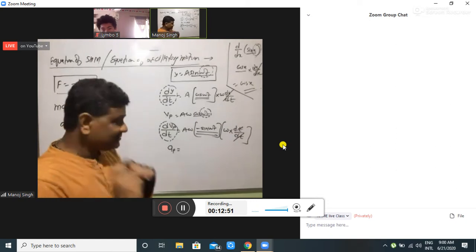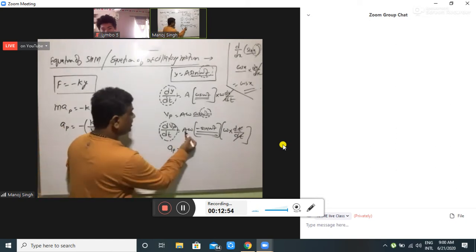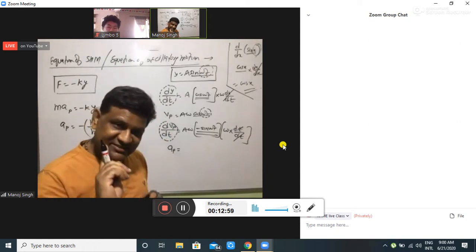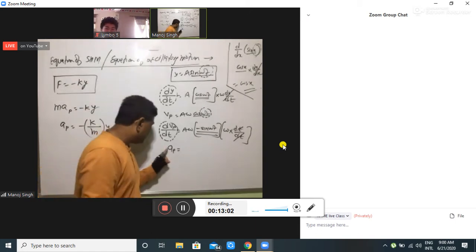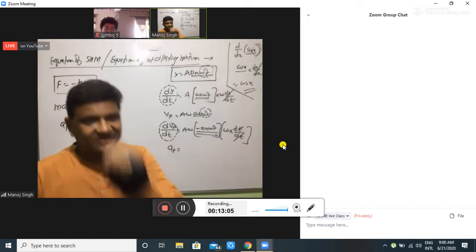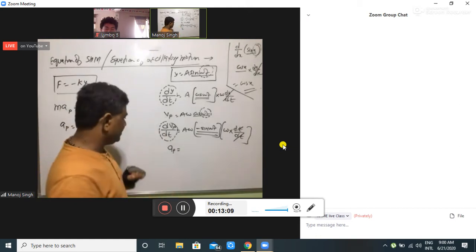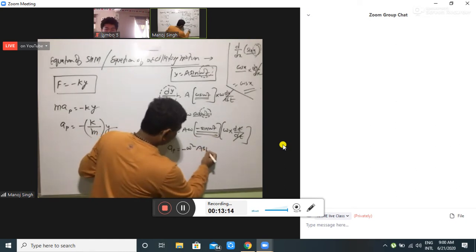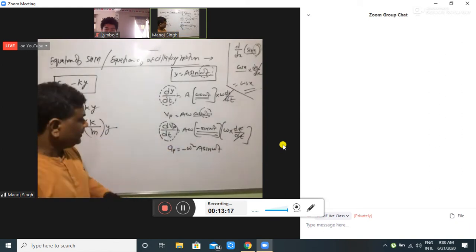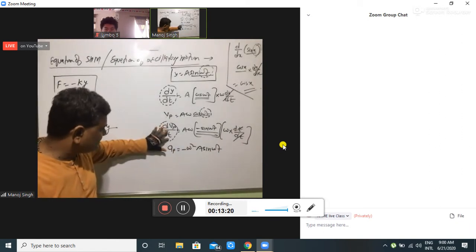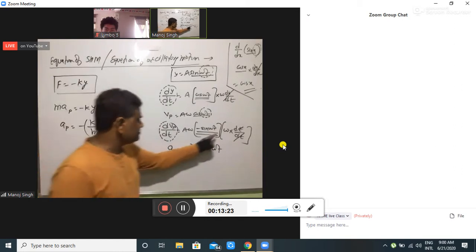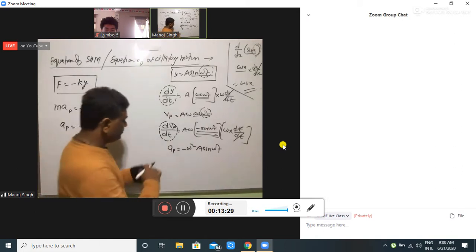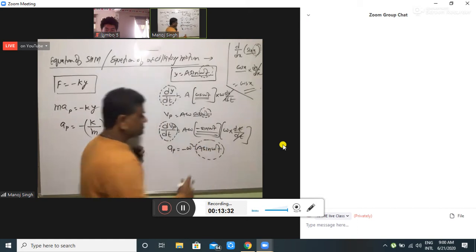Don't be confused by the symbol of capital A and small a. Capital A is the symbol of amplitude of the particle, and small a is the symbol of acceleration of the particle. So this will come minus omega square into a sine of omega t. Differentiation of velocity with respect to time gives the acceleration of the particle, minus omega square a sine of omega t.